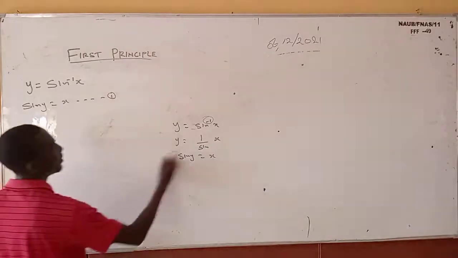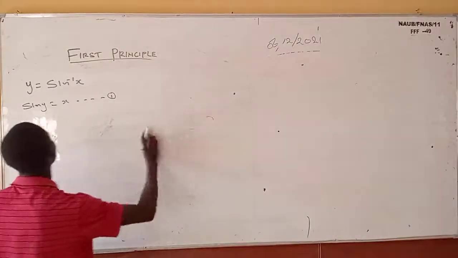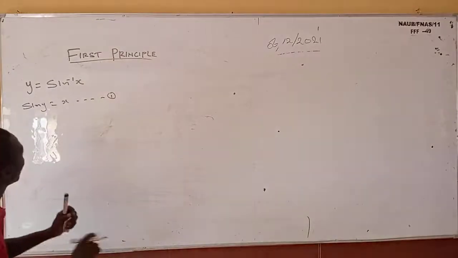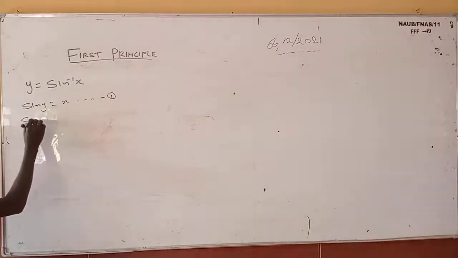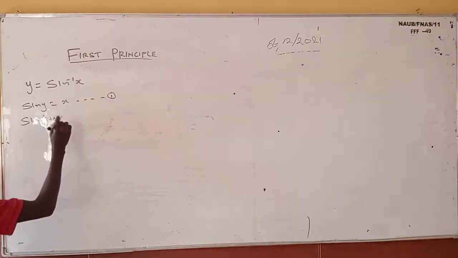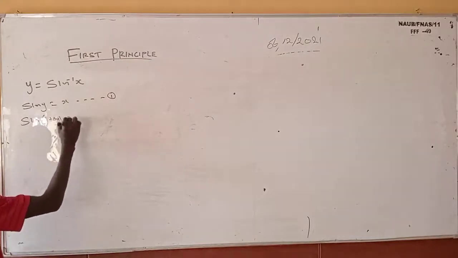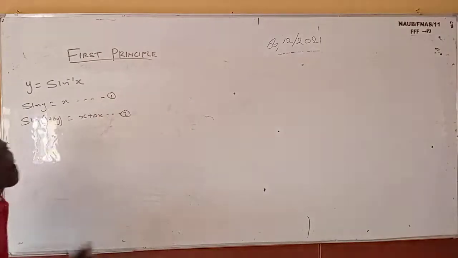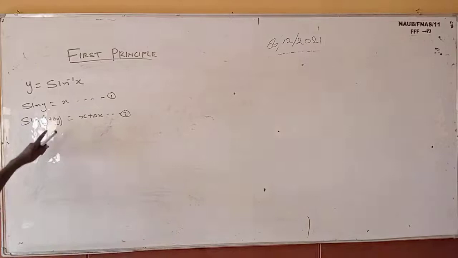Then the next thing is we are going to add change in y to y and change in s to s. So we are going to have sine of y plus change in y equals s plus change in s, equation 2. Then the next thing is you subtract equation 2 from equation 1. So you subtract this side from this side, this from this.